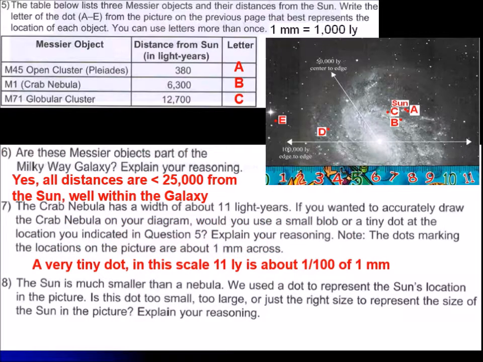Continuing in number 8. The sun is much more than a nebula. We use a dot to represent the sun. The question is, is that too small, too large, or just the right size to represent the sun? Well, it's extremely large because the dot there is about a millimeter, which means that the dot itself is covering an area that has a diameter of about 1,000 light years, which is way, way more than the diameter of the sun. So it's way too large.